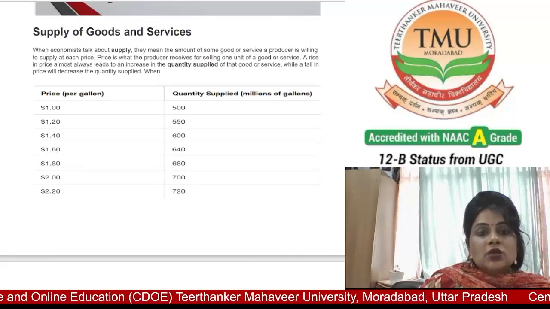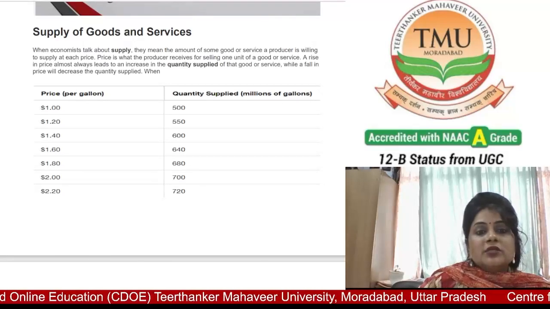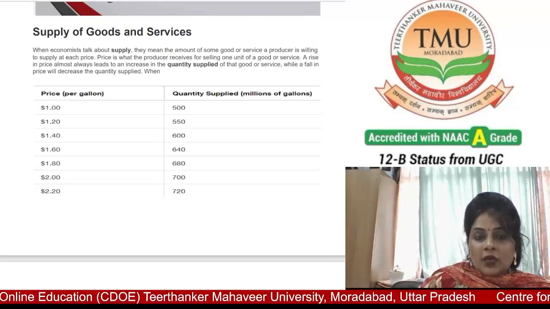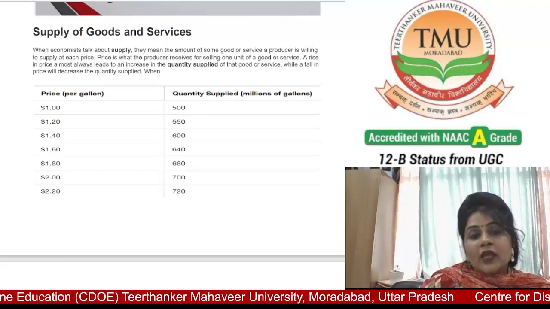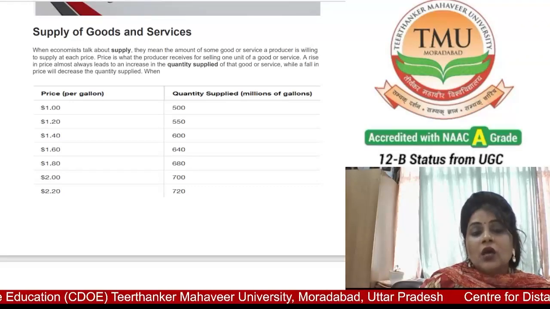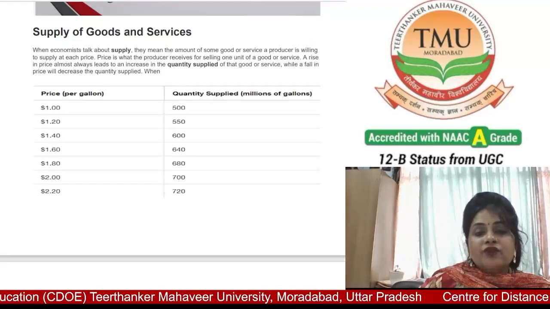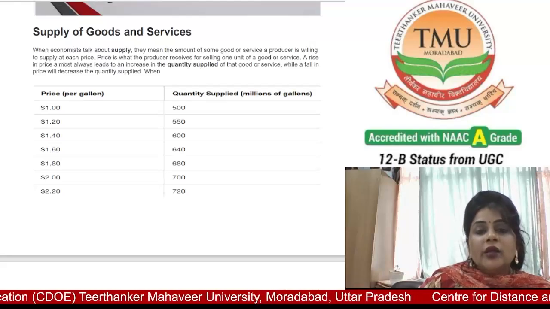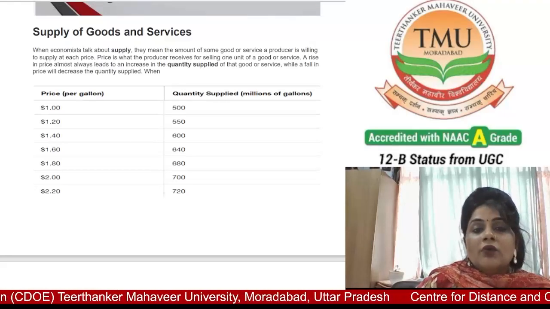Here I am also showing the supply schedule. When economists refer to quantity supplied, they mean only a certain point on the supply curve or one quantity on the supply schedule. In short, supply refers to the curve and quantity supplied refers to a point on the curve.